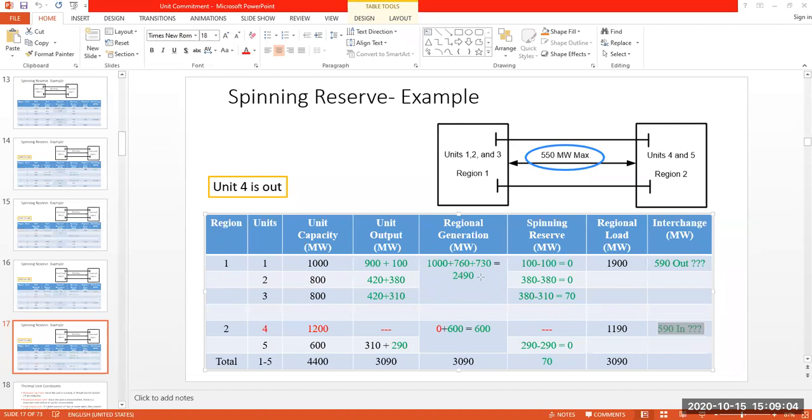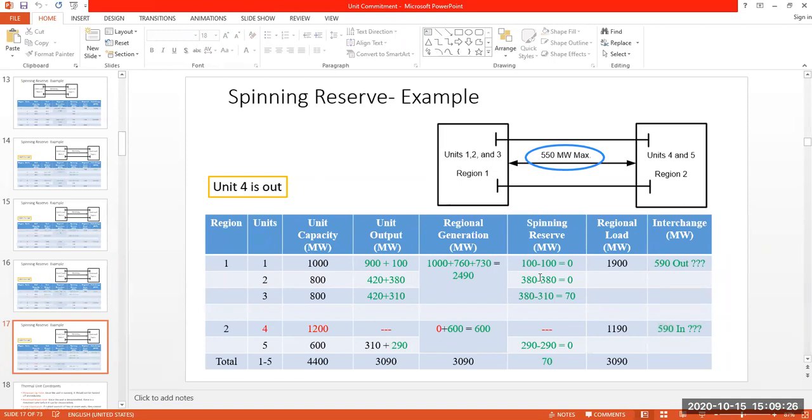So while you try to do that, you find that actually you need 590 in, simply 590 in. So that means 590 should be out of this, and that means this interchange should carry 590, but it is not possible. So if unit 4 is out, you are in trouble.